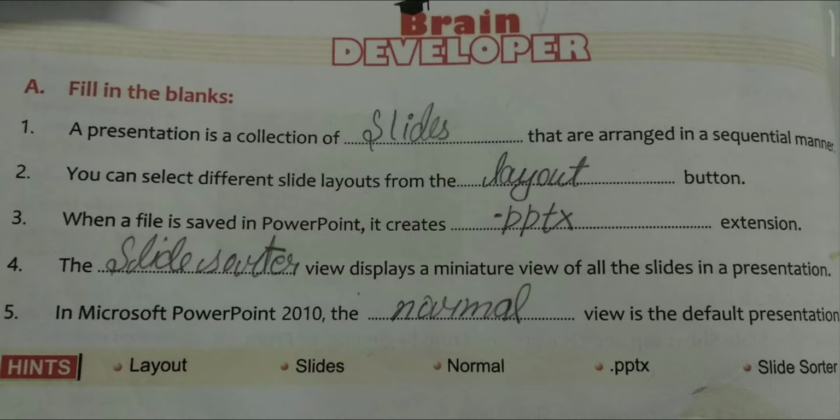Second is you can select different slide layout from the dash button. Answer is layout. Third is when a file is saved in PowerPoint, it creates dash extension. It is .pptx. Now fourth is the dash view displays a miniature view of all slides in a presentation.